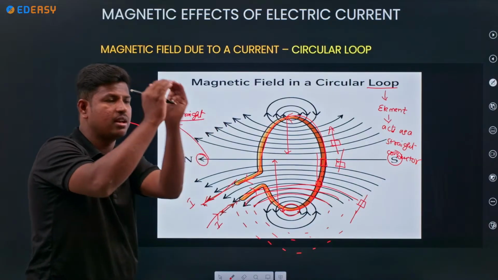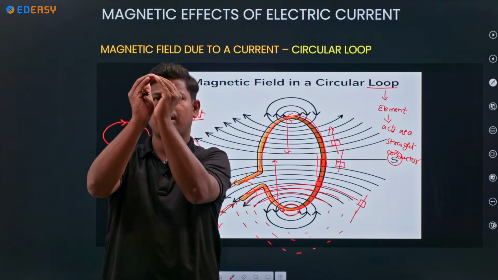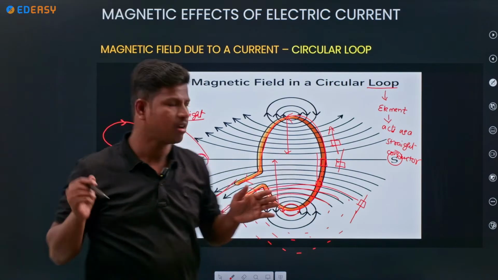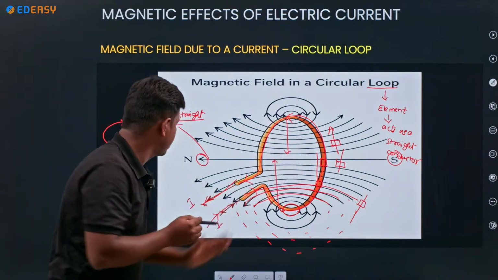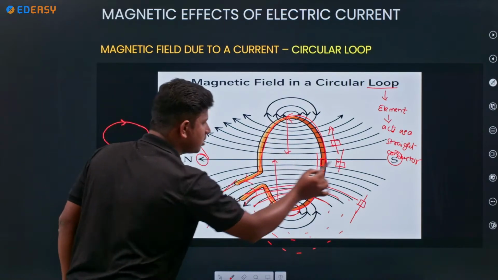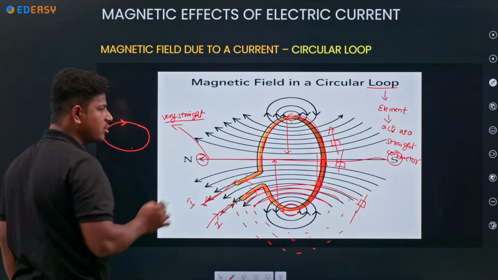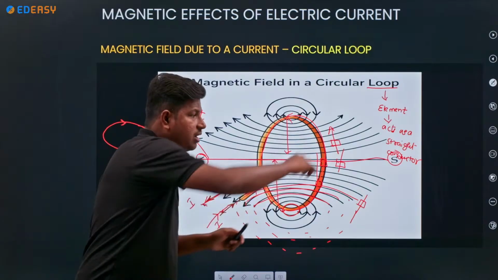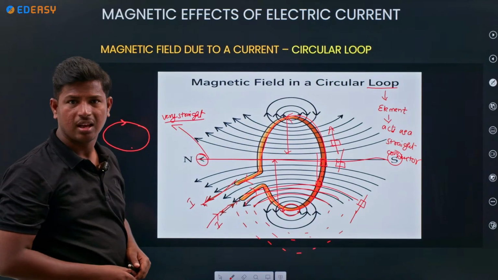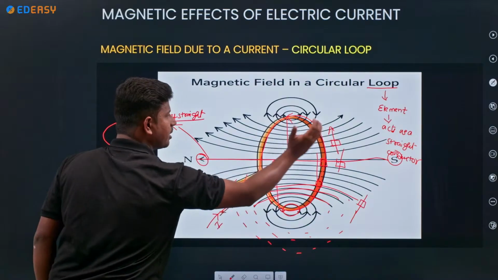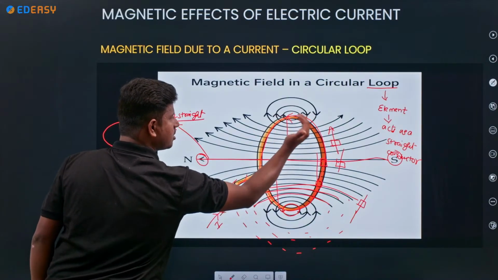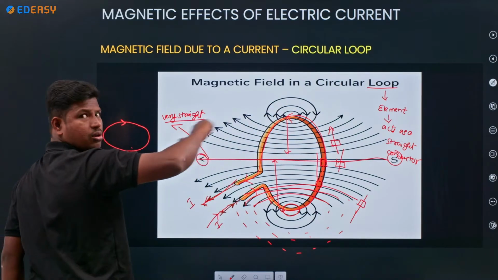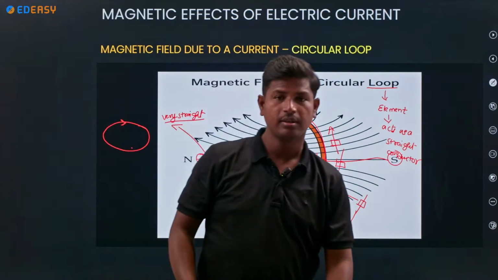If you take a circle like this, it is passing through, and it is perpendicular. Look at the north south pole. It is perpendicular, right? If you take a loop like this, how will the field lines be? Perpendicular. See the field direction. If the circle is like this, the field direction is towards the north pole. Okay?